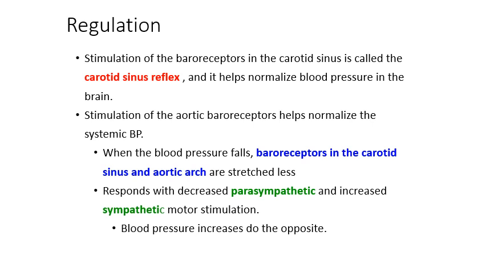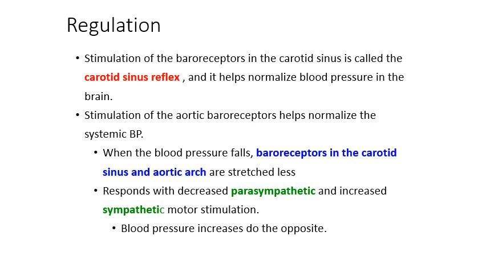So stimulation of the baroreceptors in your carotids, that's your carotid sinus reflex, helps to normalize the blood pressure in your brain. We need the right amount of blood pressure in the brain at any given time because your brain is super active tissue using a lot of oxygen. So we need to make sure we're getting enough oxygen there at all times to keep you conscious.